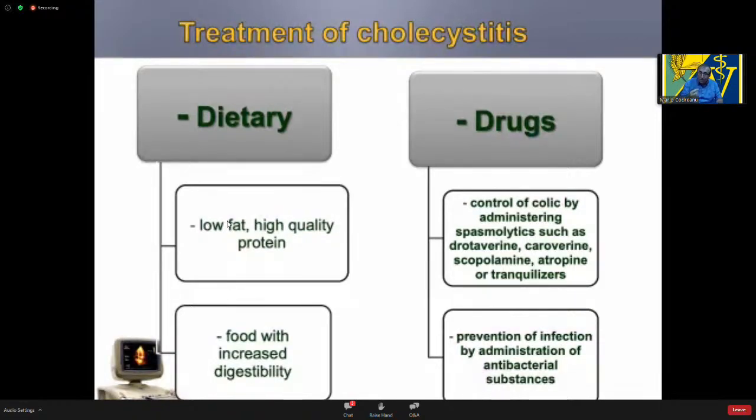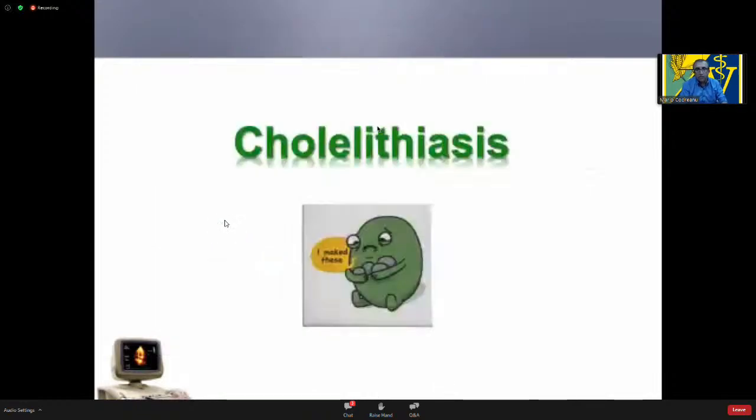And in order to prevent infection, we can administer antibacterial substances, even when you are not sure that bacteria have an important involvement in developing this inflammatory condition. Because, as I told you, when the physiological condition is not maintained, we can talk about aspiration of intestinal content into the gallbladder, and for sure this can be responsible, very easily and very fast, for bacterial infections.